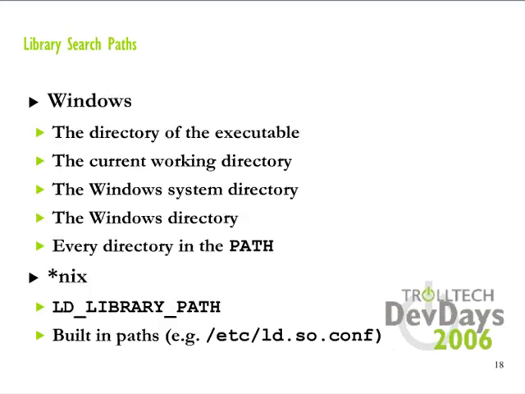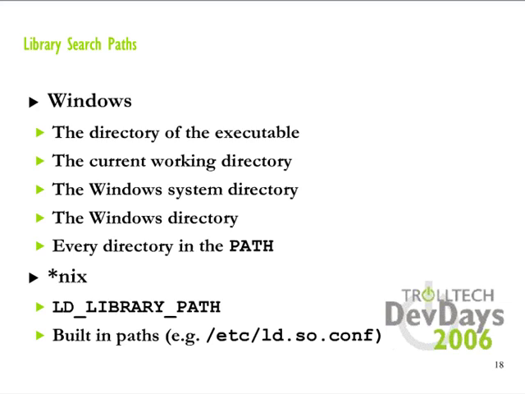On Windows, I copied that from the MSDN. First, the operating system looks in the directory of the executable, then the current working directory, then the Windows system directory, then the Windows directory, then every directory in the path. And then if that DLL cannot be found, it will panic out. It will simply refuse to load your application.